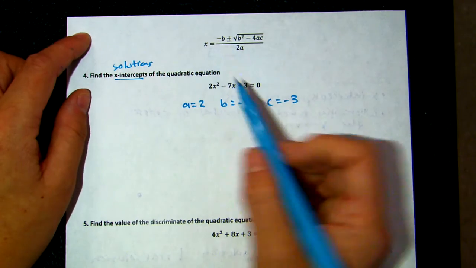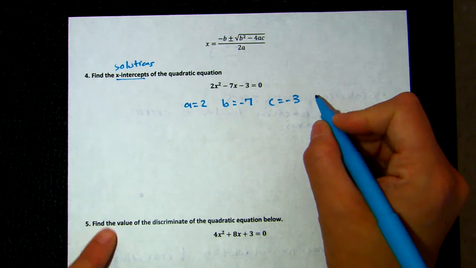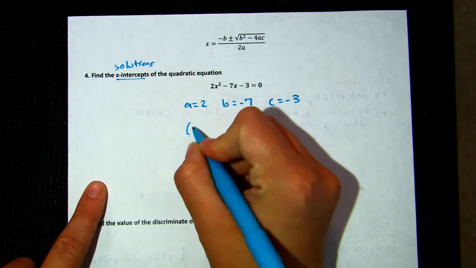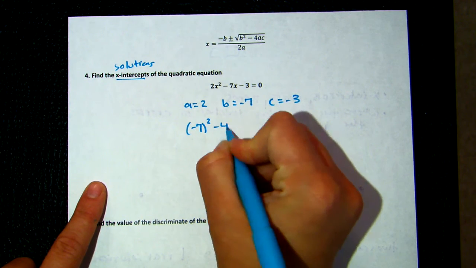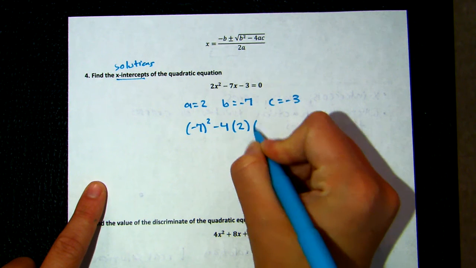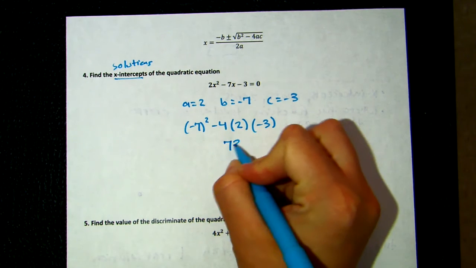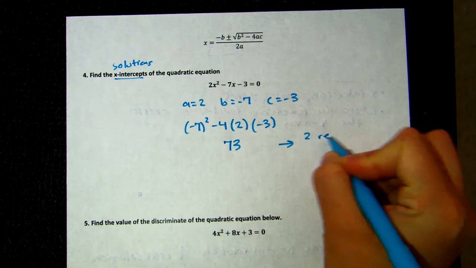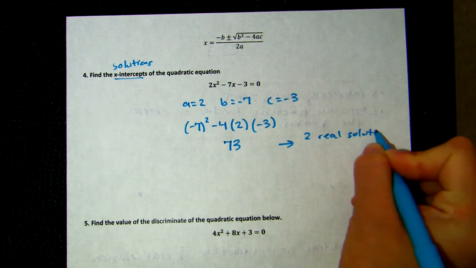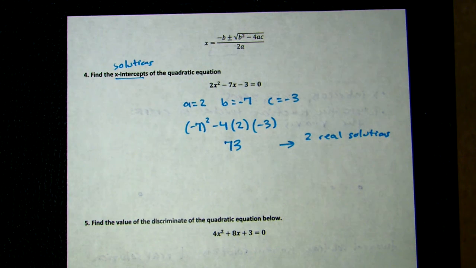So I'm just going to plug those in to find the value of my discriminant first. So that's going to be -7 squared minus 4 times 2 times -3. That's the value of my discriminant. So I'm going to do -7 squared minus 4 times 2 times -3. That's going to get me 73. So I know that there will be two real solutions because my discriminant is positive.